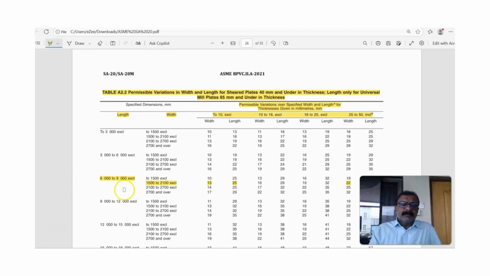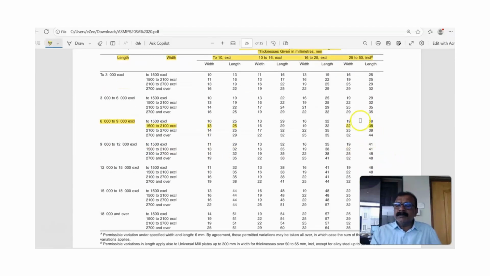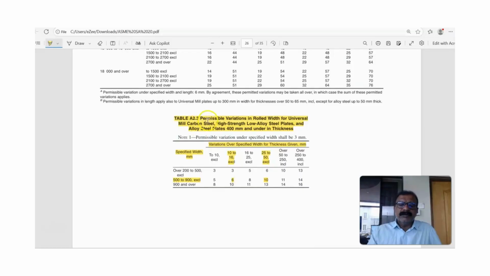How to refer to this? Say our plate is 1800 millimeter wide, so it comes in between 1500 and 2100. Then say our plate is 6 meter long. The width tolerance is 13 mm and length tolerance is 25 millimeter. Similarly, for 25 millimeter thick, width tolerance is 22, length tolerance is 38 millimeter.